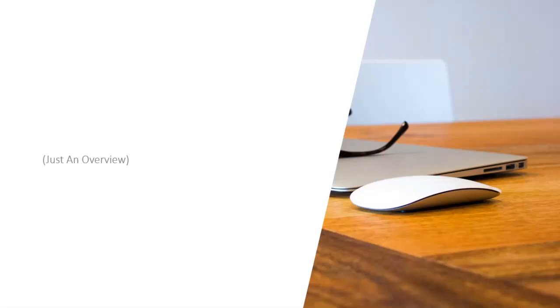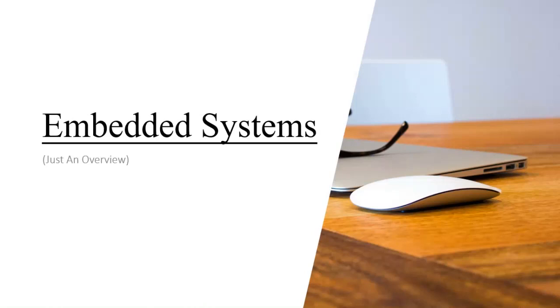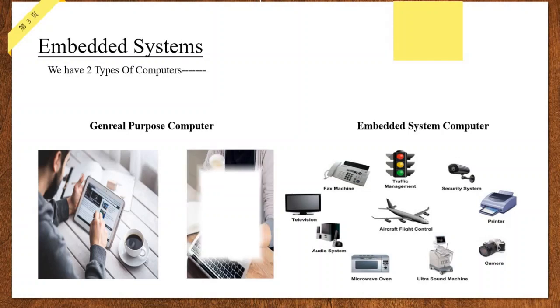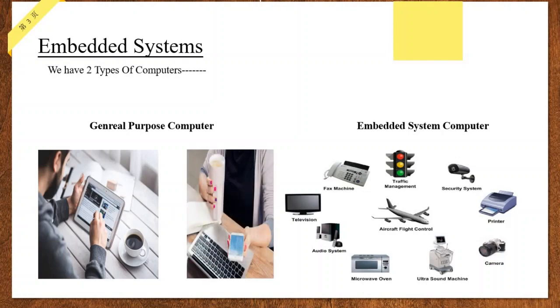Before we start, we must know about embedded systems. This is just an overview. Basically, we have two types of computers: general purpose computers and embedded system computers. General purpose computers include your smartphones, smartwatches, tablets, laptops, desktops, etc. In embedded systems, we have traffic management, red lights, green lights, security systems, printers, and aircraft.